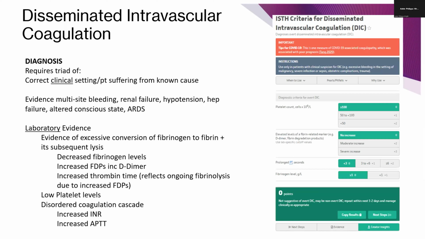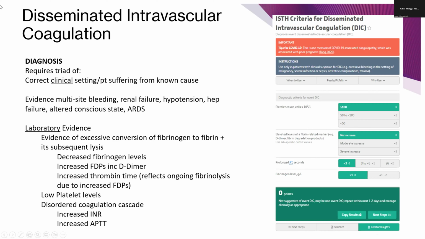The diagnosis of DIC requires a triad: a correct clinical setting, bleeding or other sequelae of DIC, and then laboratory evidence of DIC. That means decreased fibrinogen levels, so it's very unlikely to have DIC with a normal fibrinogen. Also increased thrombin time, low platelet levels, and a disordered coagulation cascade, such as an increased INR and increased APTT.